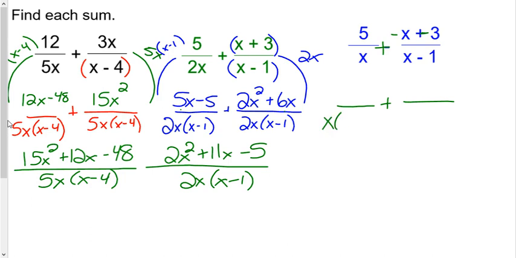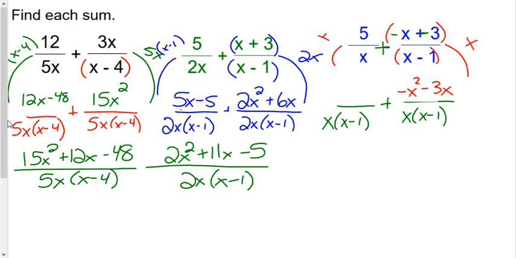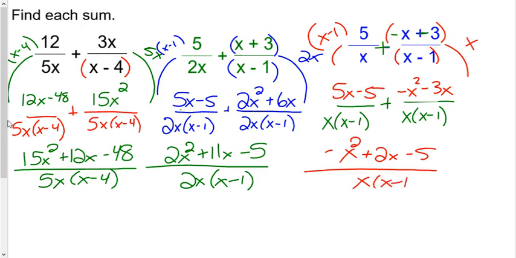Once you've done that, it's the same as we were doing with the previous two problems. Your common denominator is going to be x times (x minus 1). So that means over here we're multiplying by x. So you're distributing x to negative x minus 3. And on the right side here, we're multiplying by x minus 1 again. So you get 5x minus 5. Add your like terms, so we get negative x squared plus 2x minus 5 over x times (x minus 1).